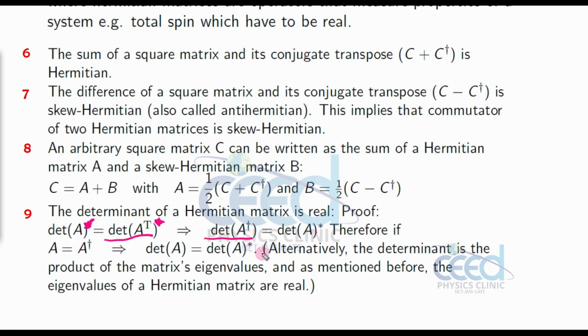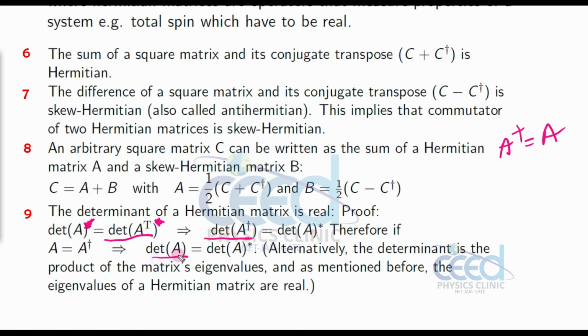So from it I can write determinant A dagger is equal to determinant A conjugate, right? That is, A dagger is equal to A conjugate. That means when, in any matrix, this A dagger is equal to A, this is a Hermitian matrix. It's already said this is a Hermitian matrix. That is, for a Hermitian matrix, A dagger is equal to A.